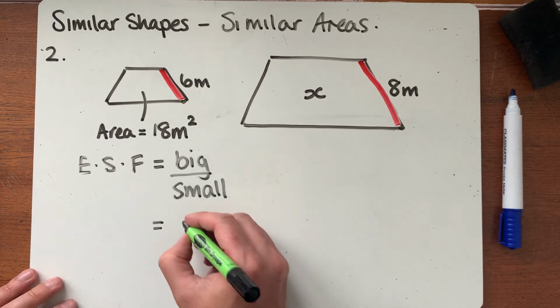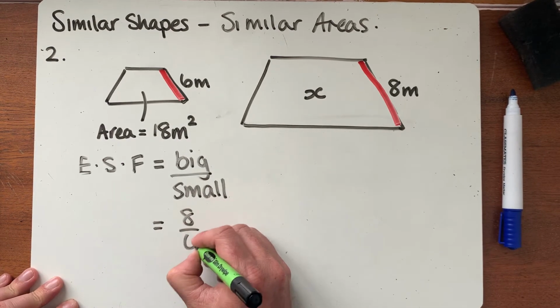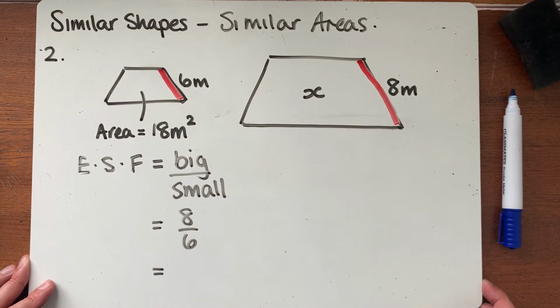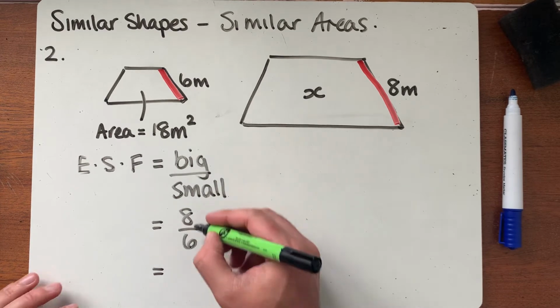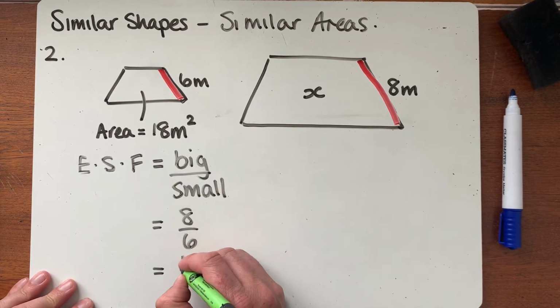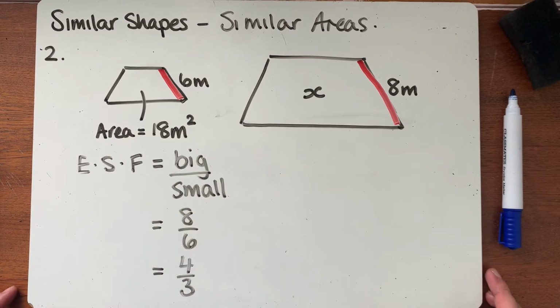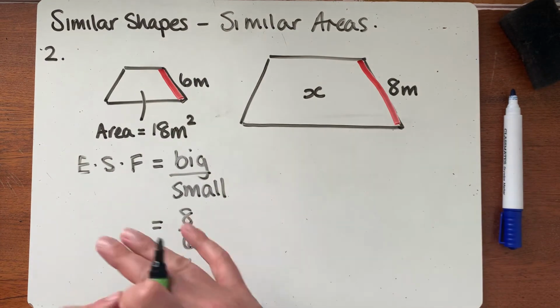And the big number goes on the top, so 8 over 6. Not a particularly nice division this time, and like the last video, I'm going to try and do everything with fractions where I can. So dividing top and bottom by 2 gets this fraction as simple as possible, and it becomes 4/3. Okay, this scale factor does sides only, not areas.